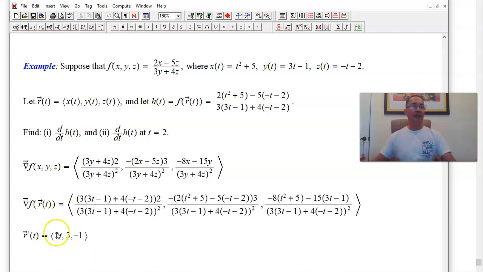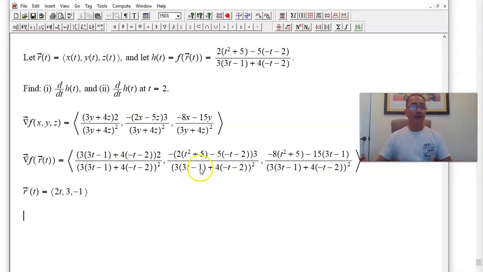Okay, there we go. So only x prime has the t in it. Final step: now we take the dot product. We're going to take this dot with this vector. That's why I kept the denominator, because we're going to add them all together.